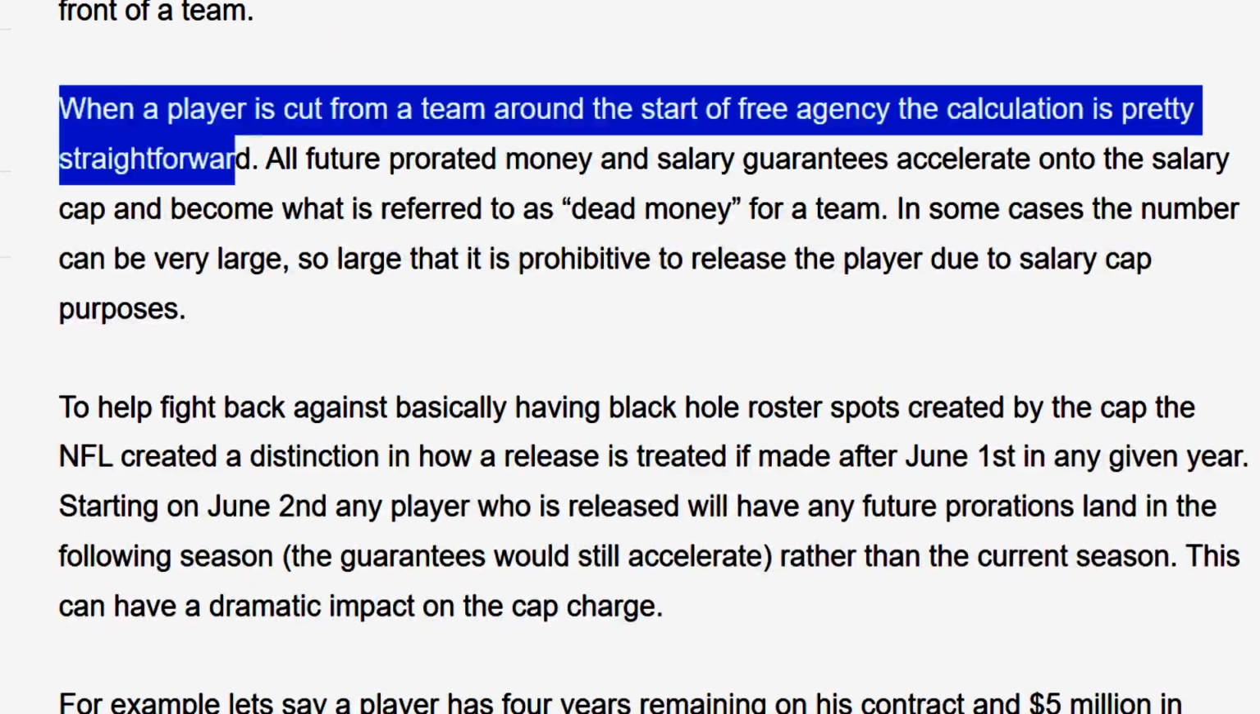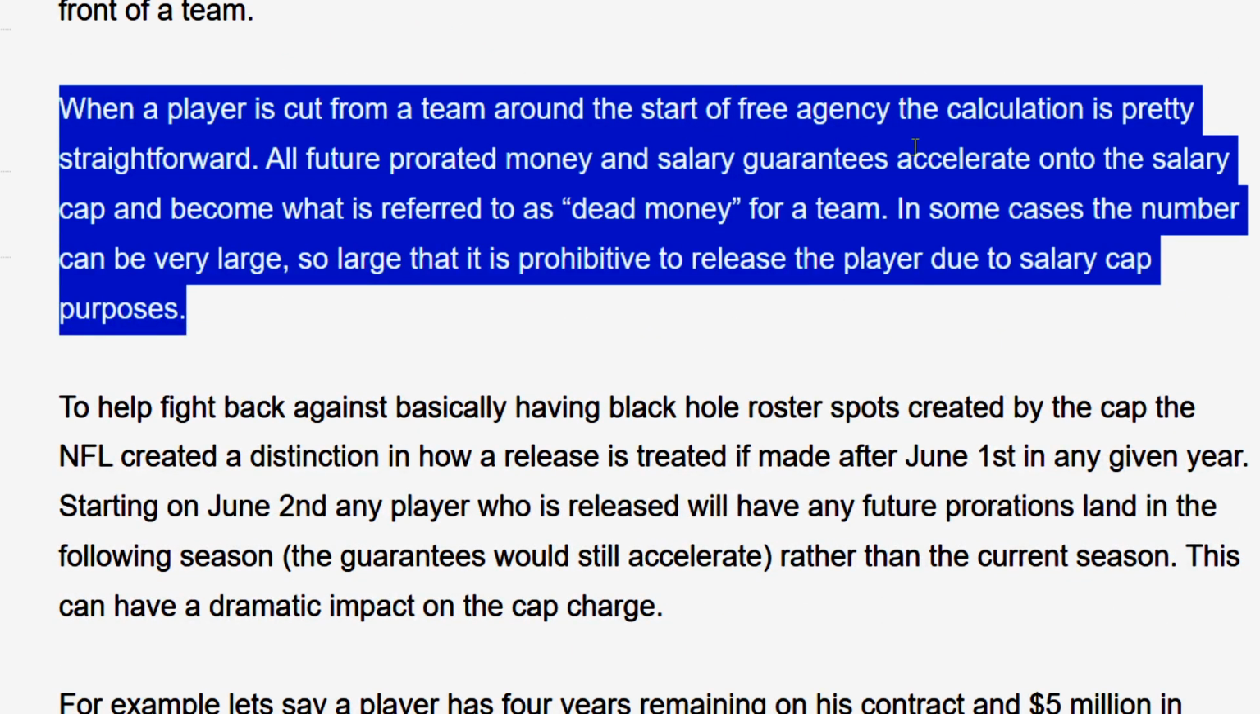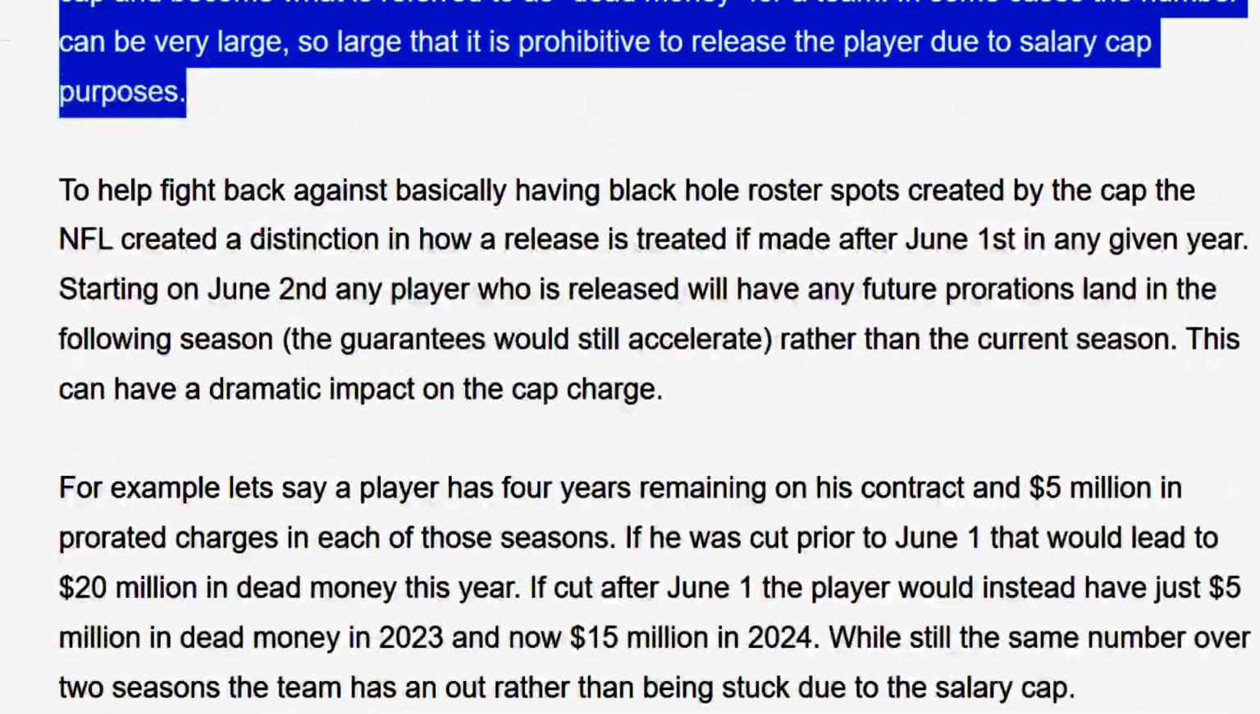So, when a player is cut from a team around the start of free agency, the calculation is pretty straightforward. All future prorated money and salary guarantees accelerate onto the salary cap and become what is referred to as dead money for a team. In some cases, the number can be very large, so large that it's prohibitive to release a player due to salary cap purposes.